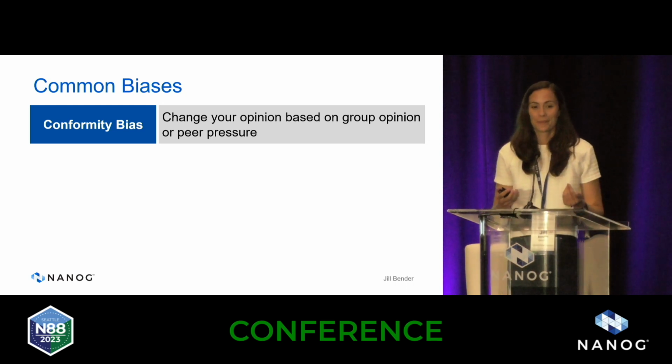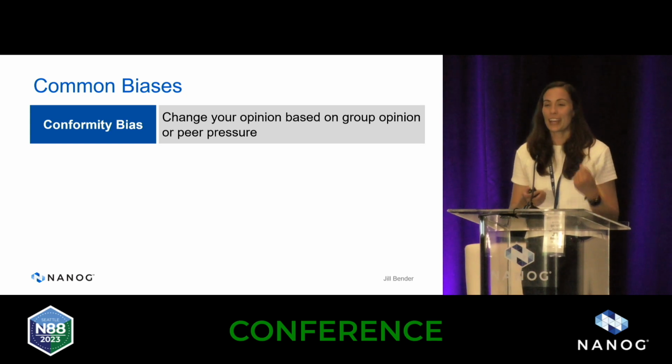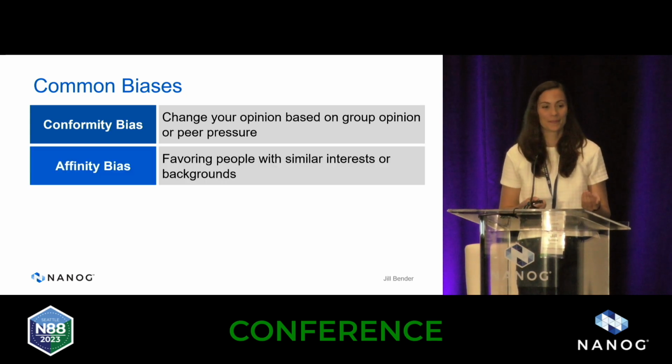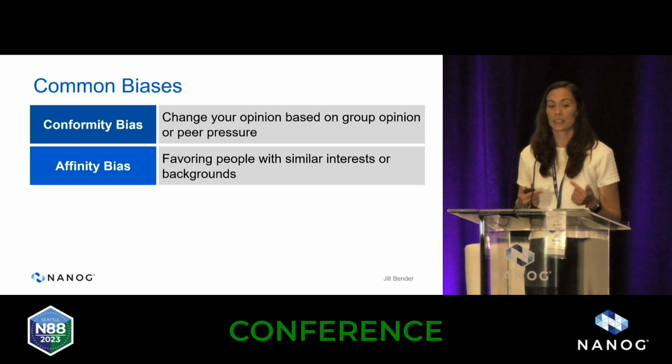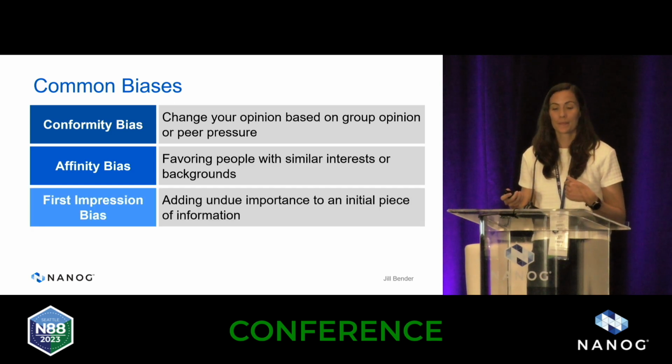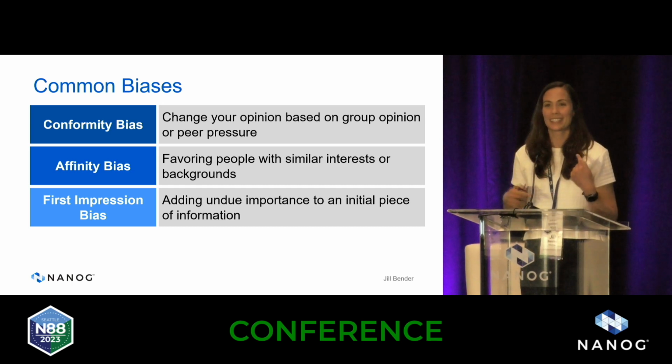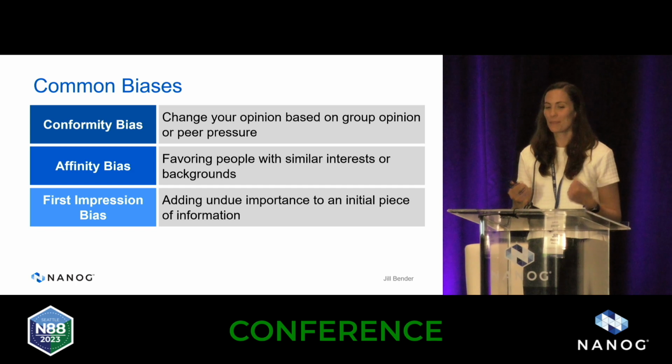Conformity bias. We love to see what other people are thinking, so we change our opinion based on what the rest of the group might think. Affinity bias. This is also called like me bias, where we favor people who are like us. The first impression bias. We make a decision often about somebody within the first 10 seconds of meeting them. If they give us a bad handshake, it can really impact the way that we feel about that person.